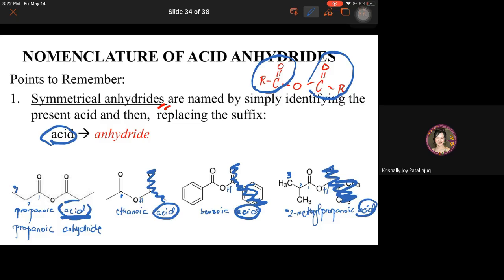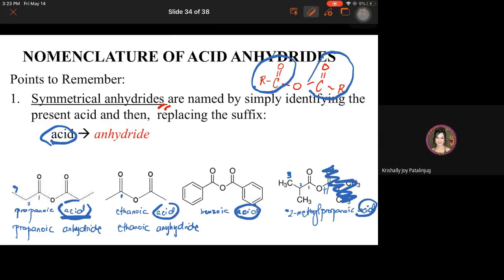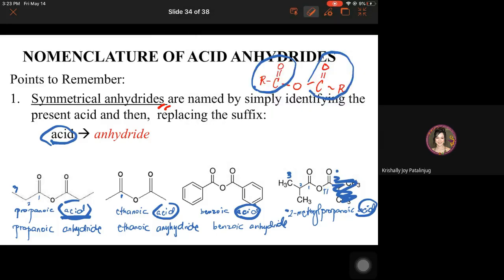Okay? Next. This one. Dalawang ethanoic acid gi-combine, gi-mix. That becomes ethanoic anhydride. Alright? Dalawang benzoic acid gi-combine. That will produce benzoic anhydride. And lastly, dalawang 2-methyl propanoic acid, then that becomes 2-methyl propanoic anhydride. Okay, sulat ko ha. 2-methyl propanoic anhydride. So that is how to name it.